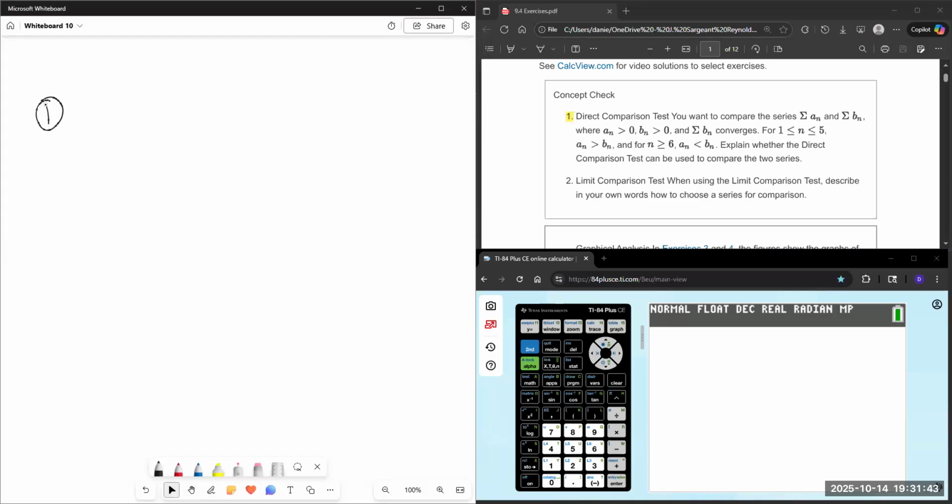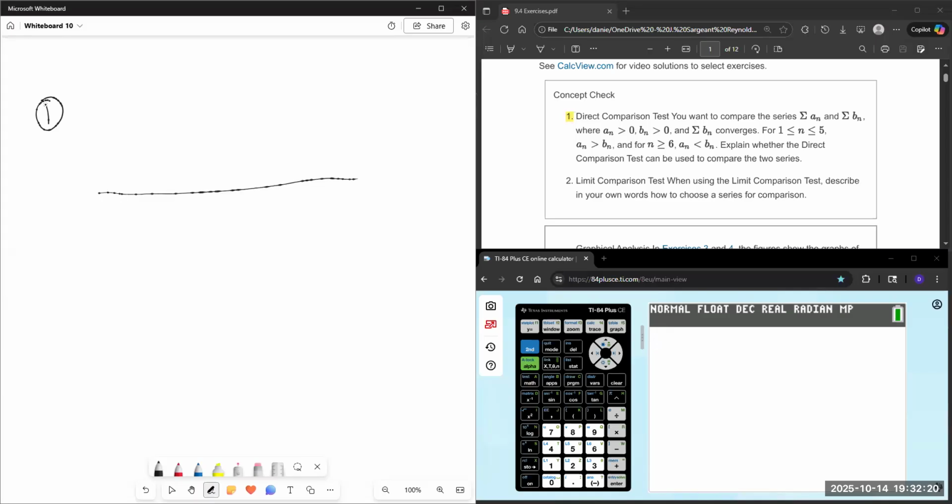We'll be talking about the direct comparison test and the limit comparison test in this section. Let's ask about the direct comparison test first. So you want to compare series AN and BN where both are positive and BN converges. For N between 1 and 5 inclusive, AN is greater than BN, and for N greater than or equal to 6, AN is less than BN. Explain whether the direct comparison test can be used to compare the two series.